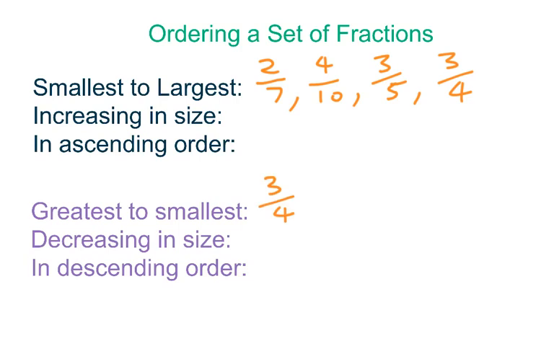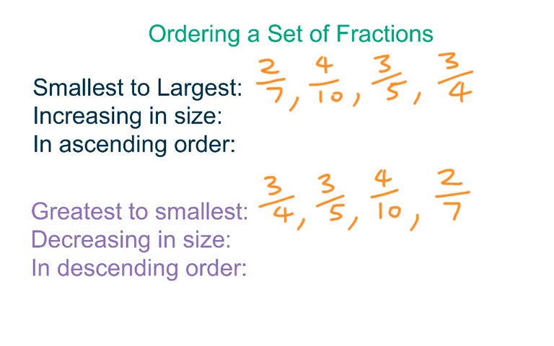So very simple. Looking at the answers we've just done, the biggest one was 3/4. So we'd put that first using our commas, then 3/5, then 4/10 was smaller again, and then the smallest one we have out of these 4 examples is 2/7. And you'd notice it's the exact opposite order as above.